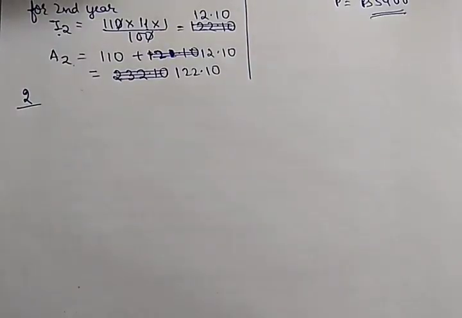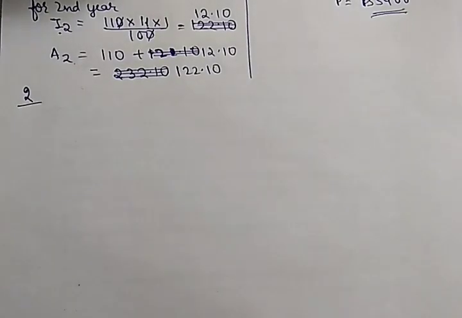Question number 2. The value of a machine depreciated by 10% per year during the first 2 years and 15% per year during the third year. Means for the first 2 years it is 10% and for the third year it is 15%. Express the total depreciation of the machine as a percentage during these 3 years. So let the value of the machine at the beginning be 100 rupees. Let us start with 100.